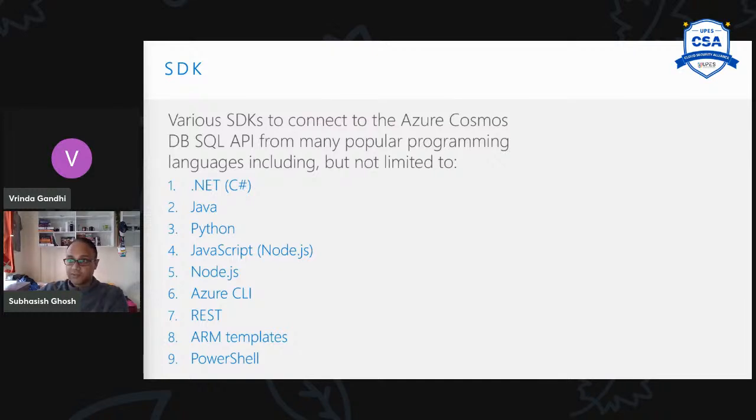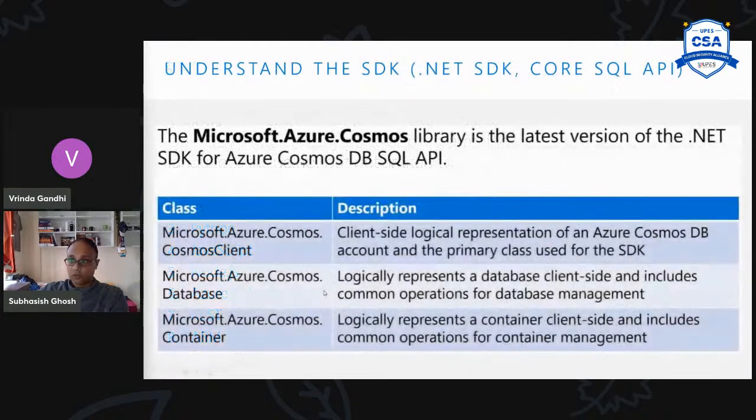Now, various SDKs, we support a lot of SDKs. As I mentioned, we support .NET, C Sharp, we support Java, Python, we have JavaScript. Definitely, we have Node.js. Azure CLI, REST, we have also support ARM templates and PowerShell for you to do a lot of automation work. So a lot of SDKs are supported, and if you are working on any of these programming languages, you'll feel at home working with Cosmos DB.